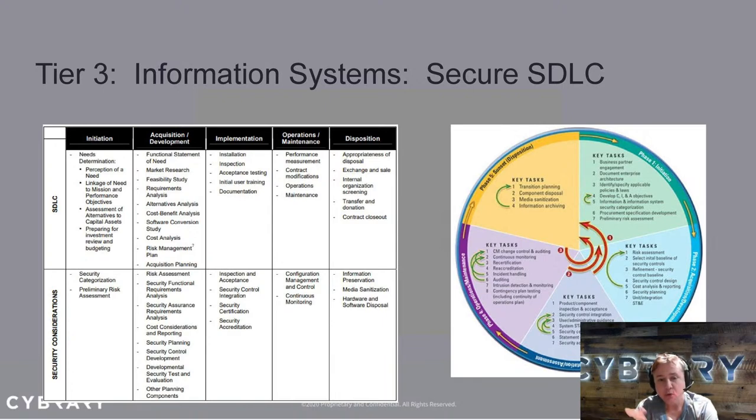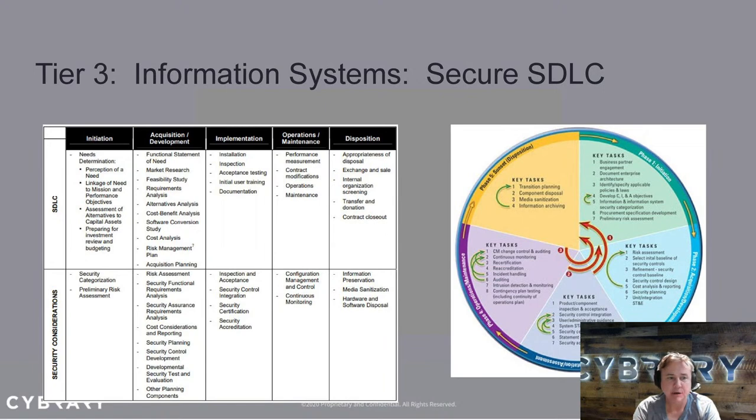So as we go through a design process, this software or system development lifecycle is over here on the left with initiation, acquisition, implementation, operations and maintenance, and disposal. If we look at these key areas, risk management needs to be integrated throughout the entire process, right? Not just at initiation, and certainly not just in operations, but every step of the software development, system development lifecycle, we've got to incorporate security.